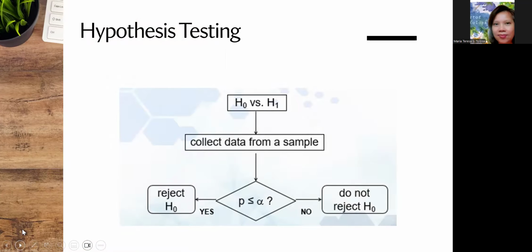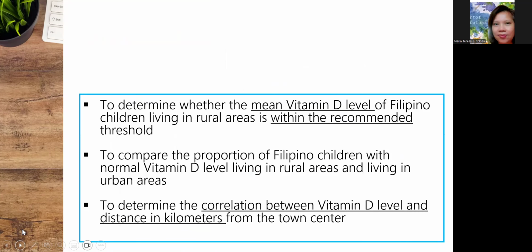We proceed to hypothesis testing, where you see that we have a null hypothesis and an alternative hypothesis. We collect data from the sample, and if our P is less than alpha, or the level of significance, we reject the null hypothesis. If it is not less than alpha, we do not reject the null hypothesis. So from our initial set of objectives, these are the last three for which we do hypothesis testing.